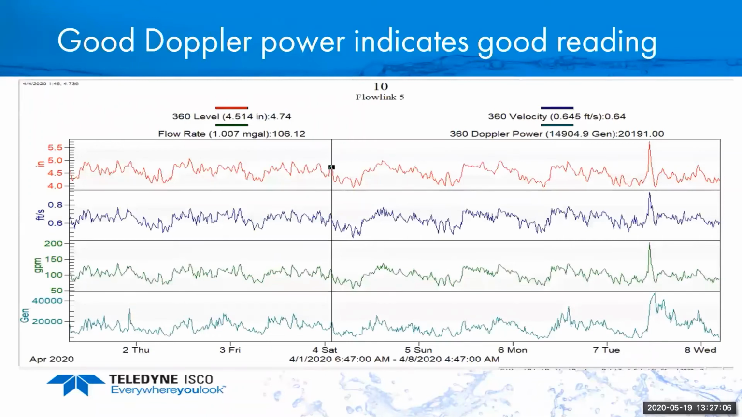At this point that I've selected, the level is about 4.7 inches. The velocity, although, is 0.6 feet per second, so it's slow. But the Doppler power number, which is really what I'm looking for, right at the parentheses is where my line is. That's 20,000 Doppler power. So that means I have really good hydraulics, plenty of signal return coming back.